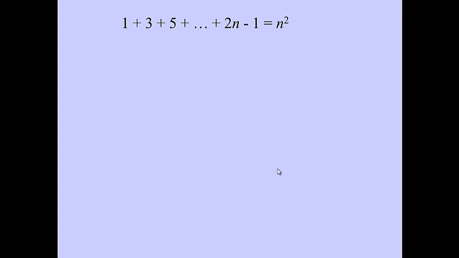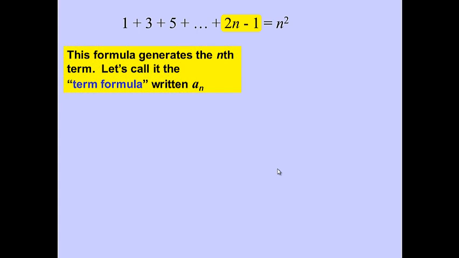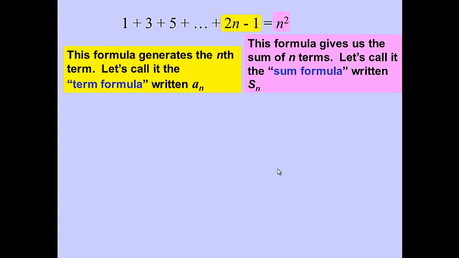Once again, we see 1 plus 3 plus 5 plus up to 2n minus 1 equals n squared. 2n minus 1 is the term formula. That's the same as when we did a sub n, and you can see this is an arithmetic sequence, and 2n minus 1 is a linear formula, so that makes sense. N squared is the sum formula, so that gives us the sum S sub n. And that's important to remember when we're doing these problems.